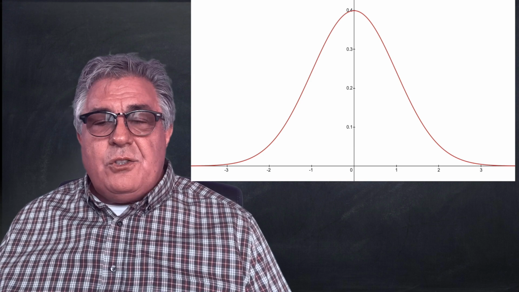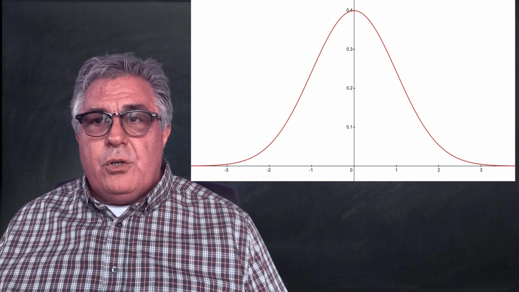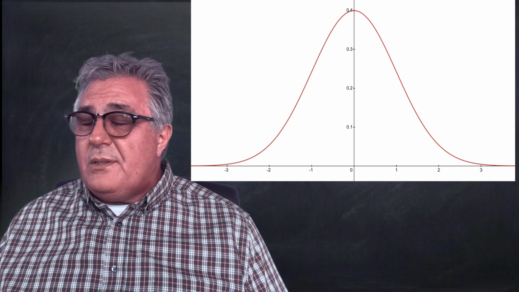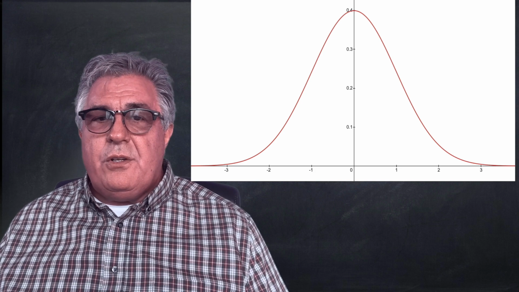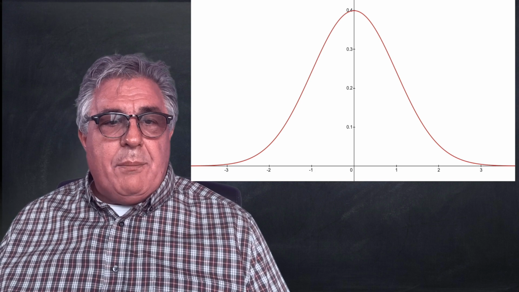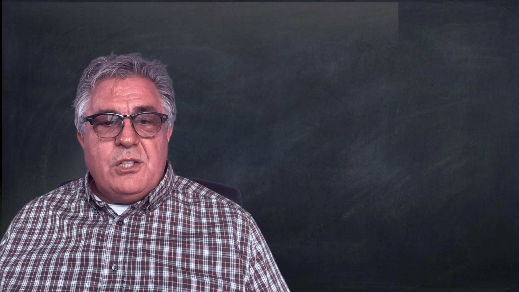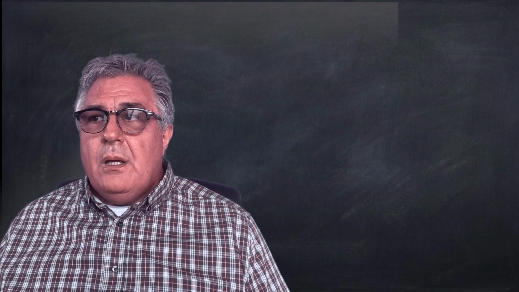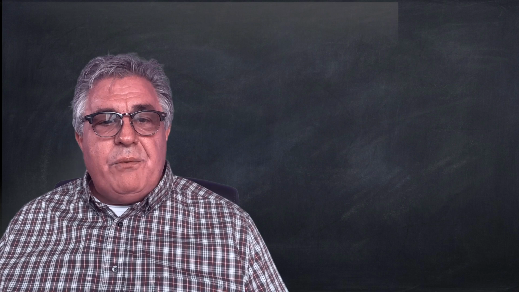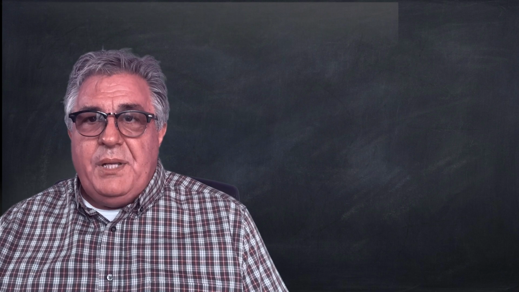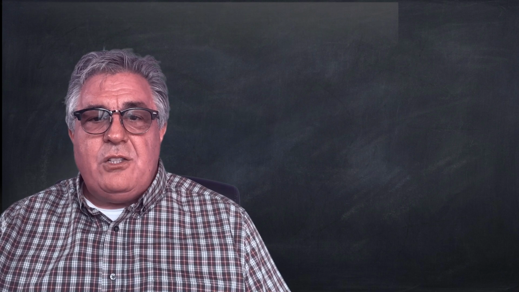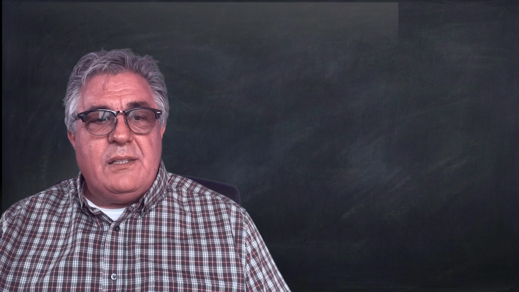And let's see. Areas underneath the curve, we'll see some here in a few minutes, some special types of areas under the curve will represent probability. So now we are ready to take a look to see what happens when we have different values for the mean and the standard deviation of that density function.